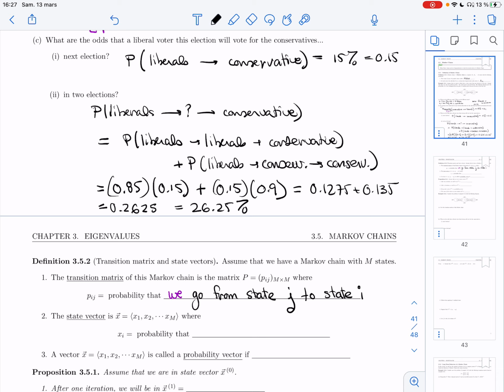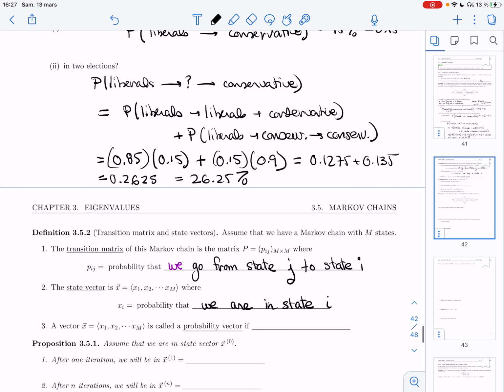All right, so the state vector is x, x1 through xm, where xi is the probability that we are in state I. A vector in general, x1 through xm, is called a probability vector if the sum of its components, x1 plus x2 plus through xm, equals 1.